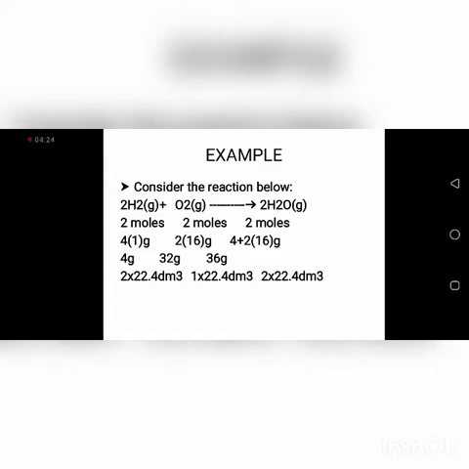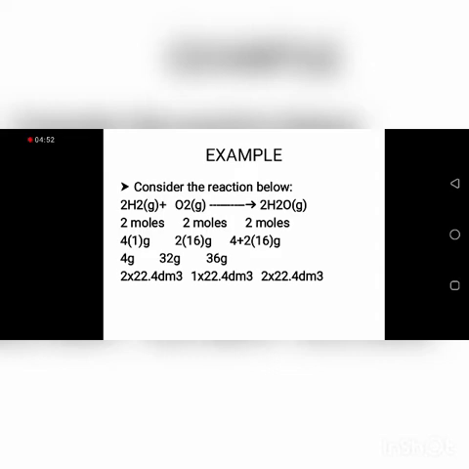2 moles of water. So from there, if I calculate the molar mass of hydrogen gas, that is 2 times 2 times 1, which is 4. So 4 grams. And oxygen is 2 times 16. 2 times 16 of oxygen will give us 32 grams.